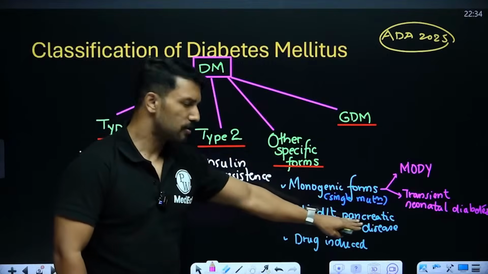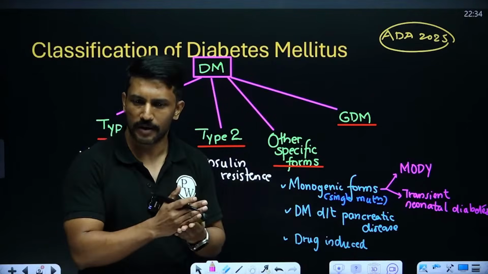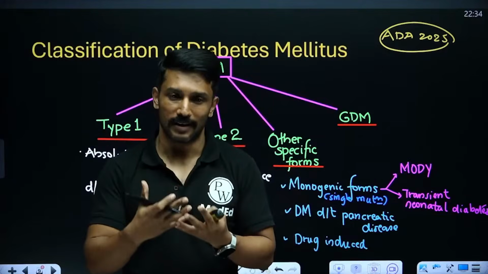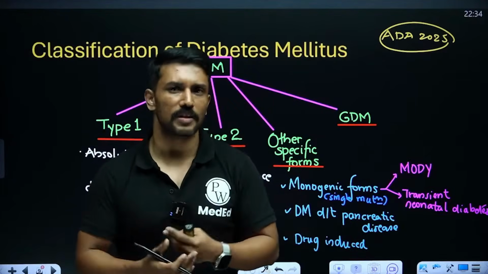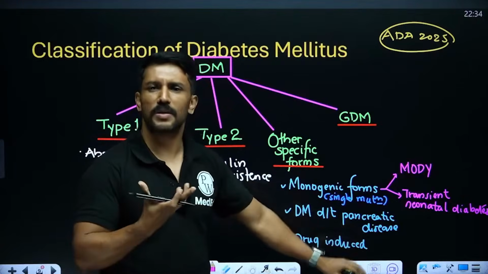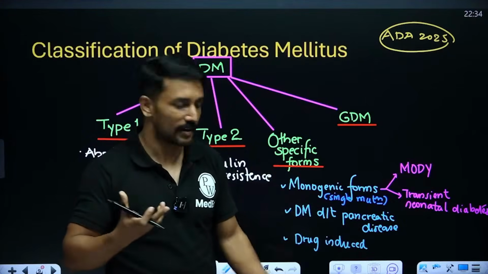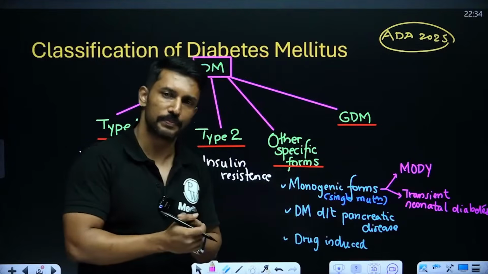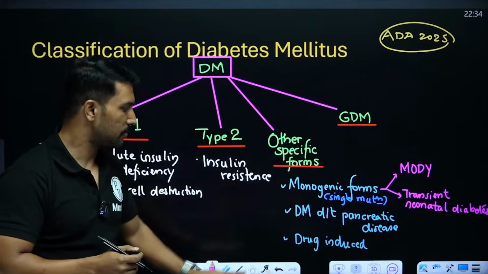Then diabetes mellitus due to pancreatic disease, chronic pancreatitis, chronic fibrocalculous pancreatitis, right? Pancreatic cancers, they all can present with diabetes because beta cells are now getting destroyed because of the disease process. So insulin production can come down and we can have diabetes. So that is coming under other specific forms.